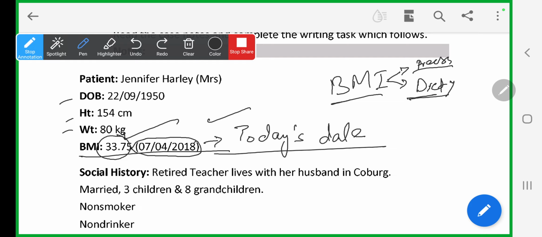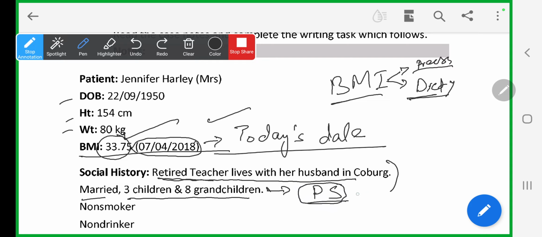Anyhow, so afterward we can see that there is a social history. He is a retired, sorry, she is a retired teacher. Lives with her husband in Coburg, married and 3 children and grandchildren. Is it important or not? First of all, what do you think? Right. Important. Yeah, it is important. Why it's important? Because we are going to provide psychological support to the patient, right? For that reason, it is important.